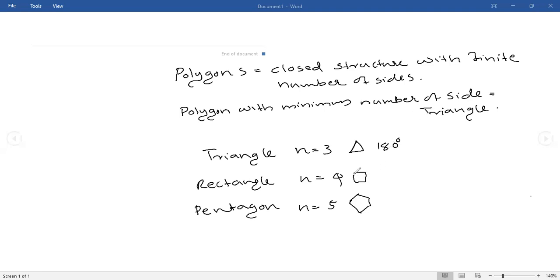In a rectangle, the total angle will be, a rectangle contains 2 triangles. So it is 180 plus 180, that is 360 degrees in a rectangle. In a pentagon, it will be 540 degrees. So I'm writing 180 as 1 into 180 degrees, 360 as 2 into 180 degrees, and 540 as 3 into 180 degrees.